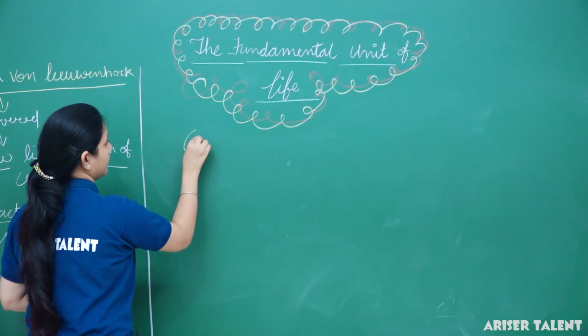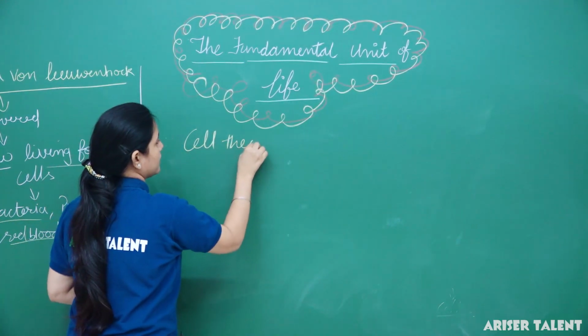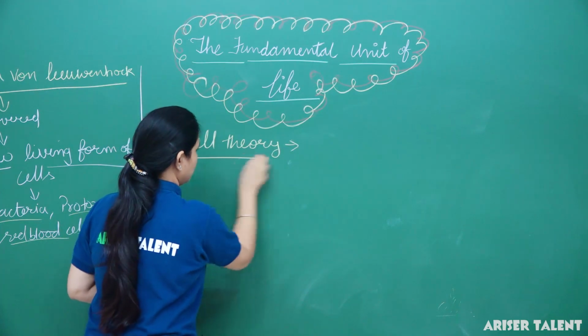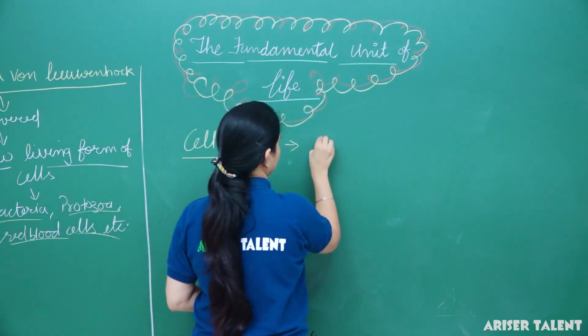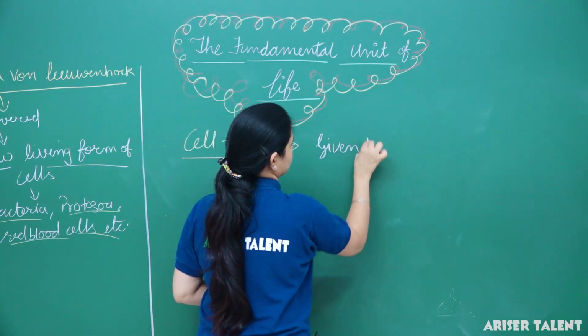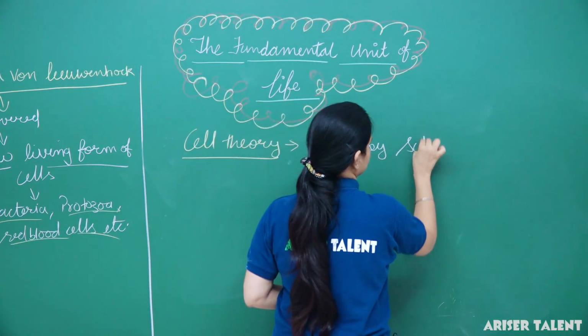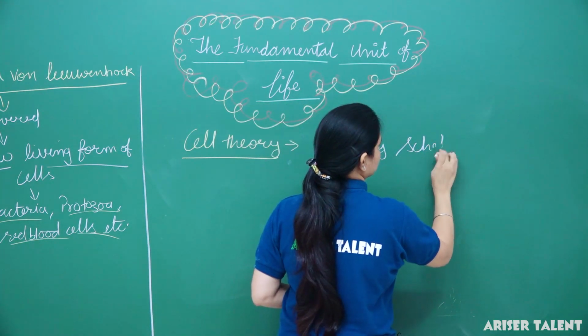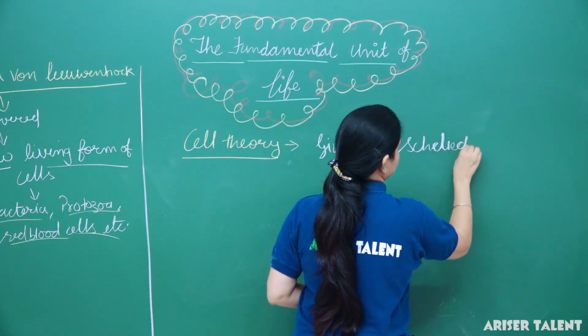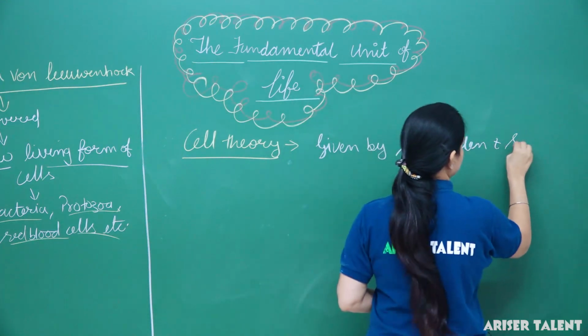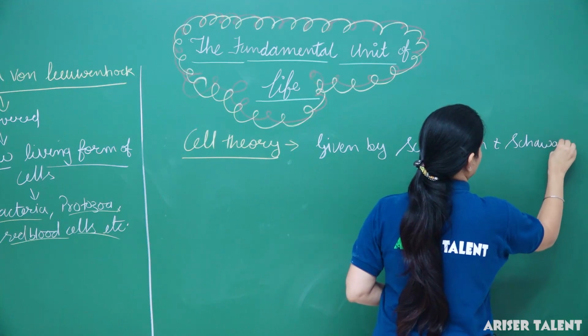Next is cell theory. What is cell theory? It was given by Schleiden and Schwann.